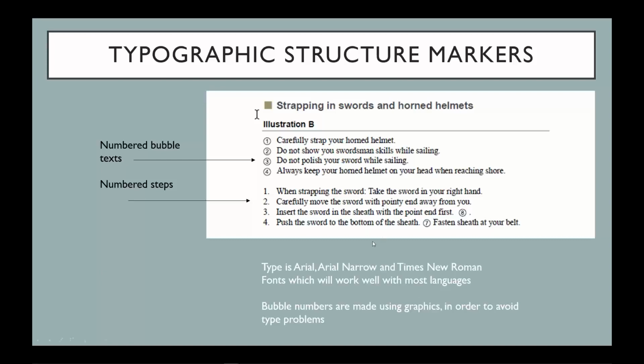Also, of course, there's a numbered style for making a progressive explanation of something. The type chosen is Arial Narrow and Times New Roman, which are rock-solid choices for technical documentation, which often needs to be translated into a big number of languages, and Arial and Times New Roman will cover most of the languages.